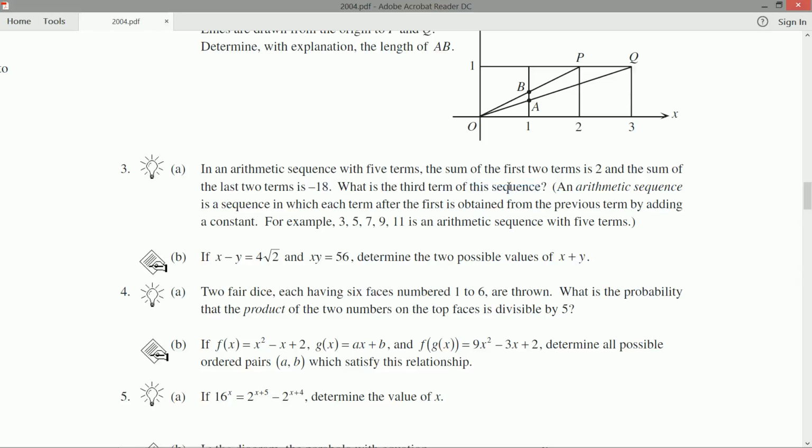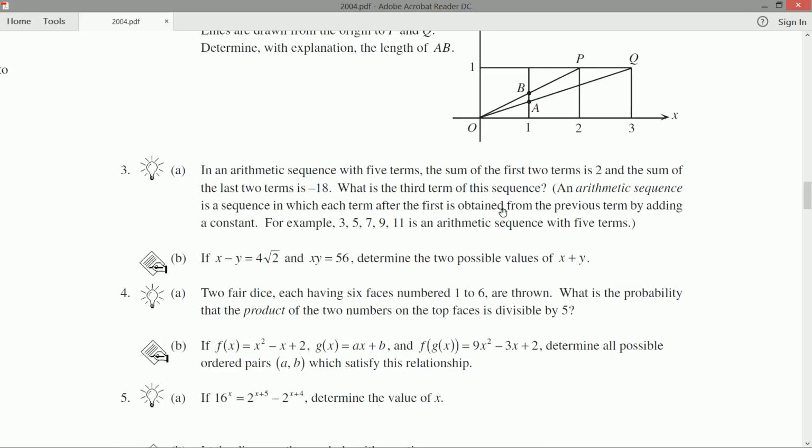And then, for people who don't know, because this isn't really taught that much in school, an arithmetic sequence is a sequence in which each term after the first is obtained from the previous term by adding a constant. For example, 3, 5, 7, 9, 11 is an arithmetic sequence with 5 terms. They have a common difference of 2 between each term. So we add 2 to get every subsequent term. Okay.